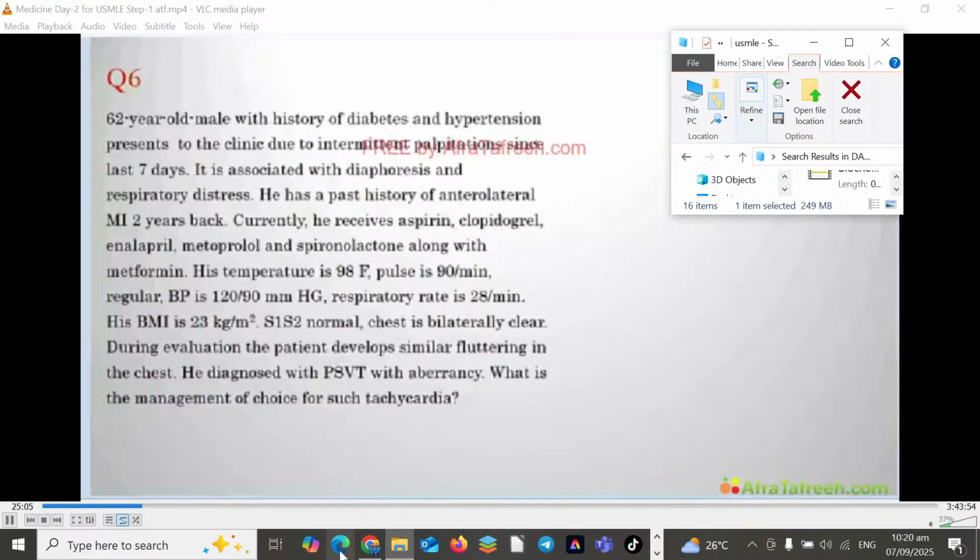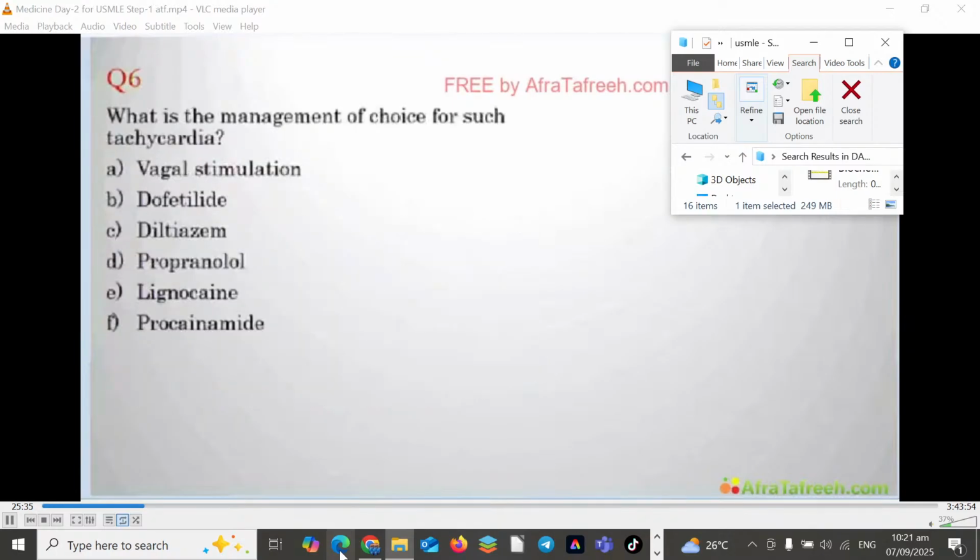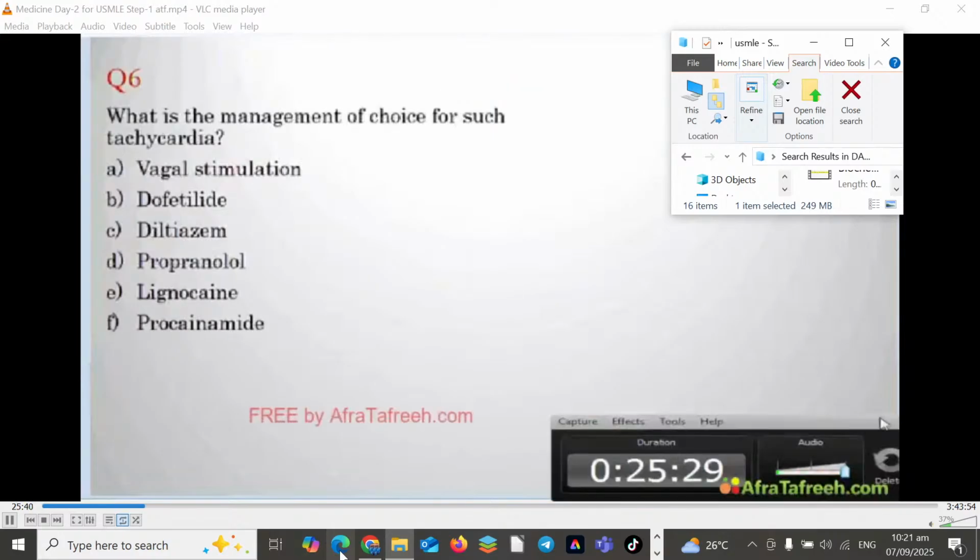Here is a question where the diagnosis is also provided. It says, what is the management of choice for such a tachycardia? The patient is diagnosed with a supraventricular tachycardia with aberrancy. The whole question is the same. I've just modified the diagnosis, which has been changed to PSVT with aberrancy. What is the management of choice for such a tachycardia? Any idea?